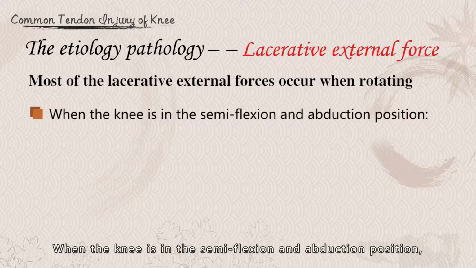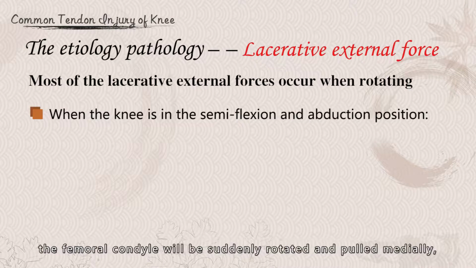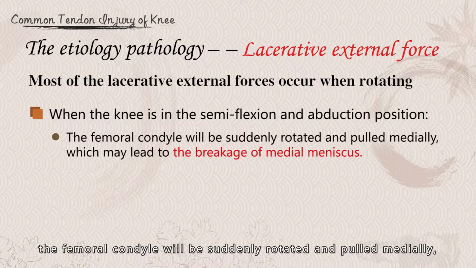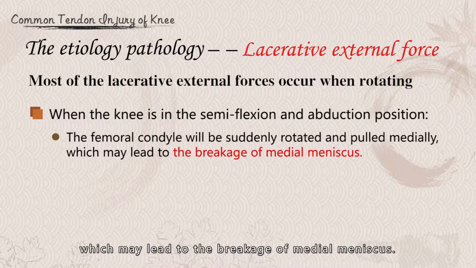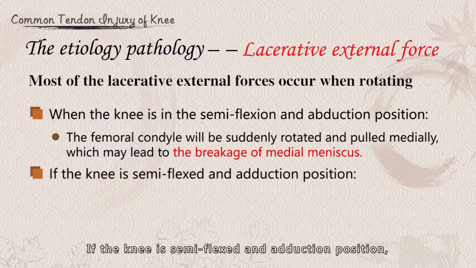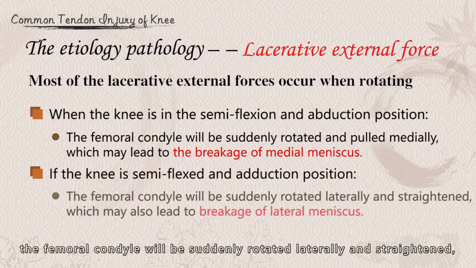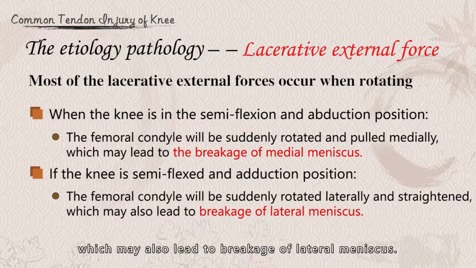When the knee is in the semi-flexion and abduction position, the femoral condyle will be suddenly rotated and pulled medially, which may lead to the breakage of the medial meniscus. If the knee is semi-flexed in the adduction position, the femoral condyle will be suddenly rotated laterally and straightened, which may also lead to breakage of the lateral meniscus.